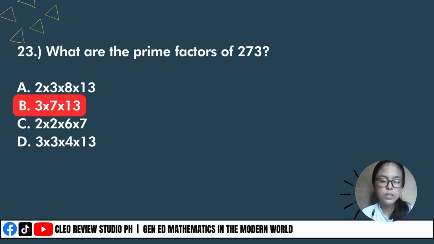Eliminate nyo agad sa choices ang mga may even numbers or composite numbers. Tandaan, ang tamang prime factors ay kailangang walang kahalo o kasamang even or composite numbers. Dapat puro odd or prime lang. Kaya nga prime factors meaning dapat prime numbers lang. For example, in this question, eliminate mo na agad ang letter A, C, and D since lahat sila ay may mga even numbers. So, letter B ang naiwan.